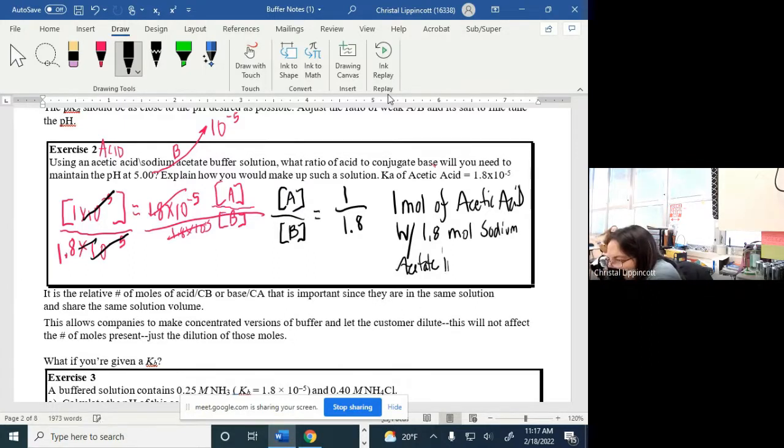And however much water you need to obtain the necessary volume. Does that make sense?